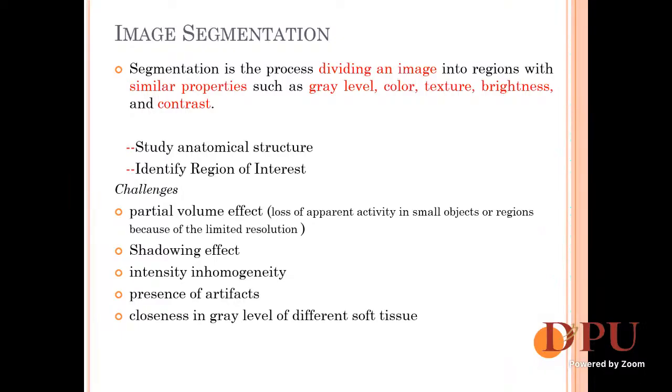And there is the closeness of the gray values, because all these radiological images are very blackish kind of images, and the gray levels are very close. Once the gray values are close, it's very difficult to segment those images. So these are a few typical problems of medical image segmentation: partial volume effect, shadowing effect, intensity inhomogeneity, presence of artifacts, closeness of gray values, etc.